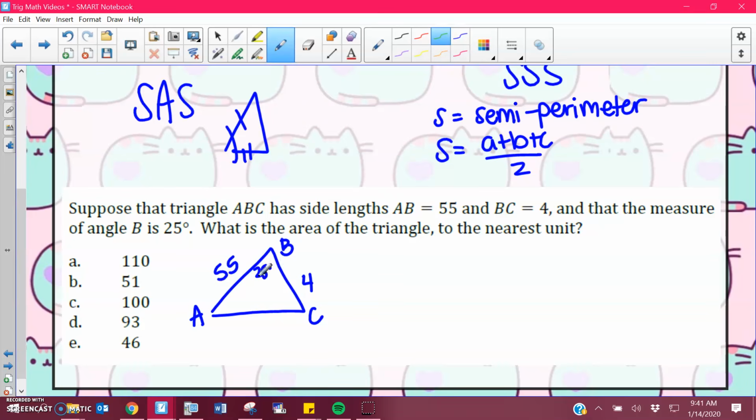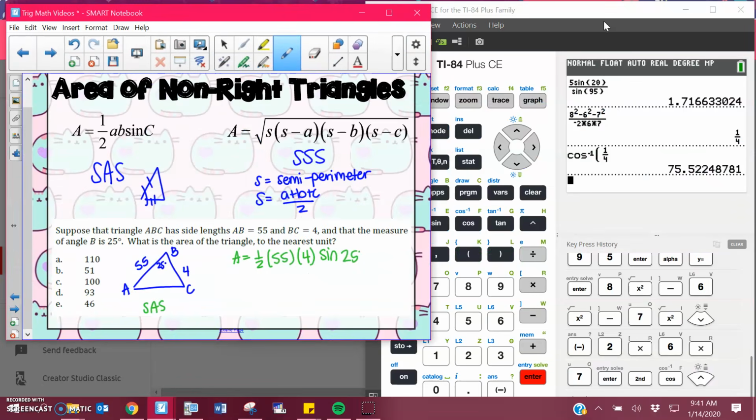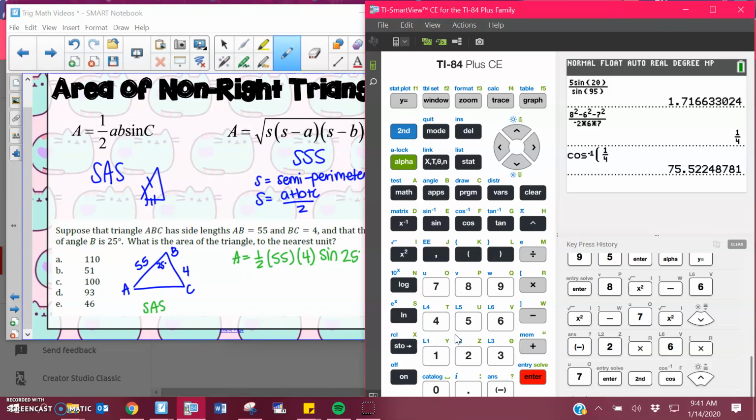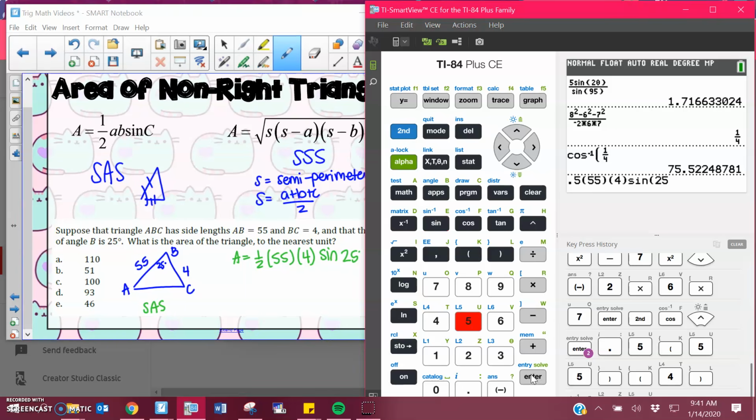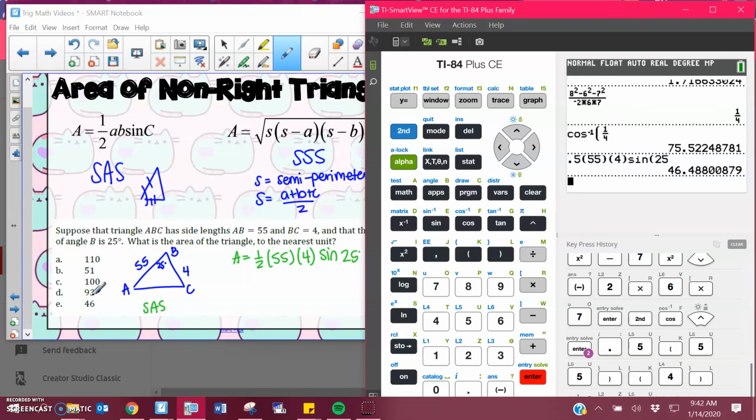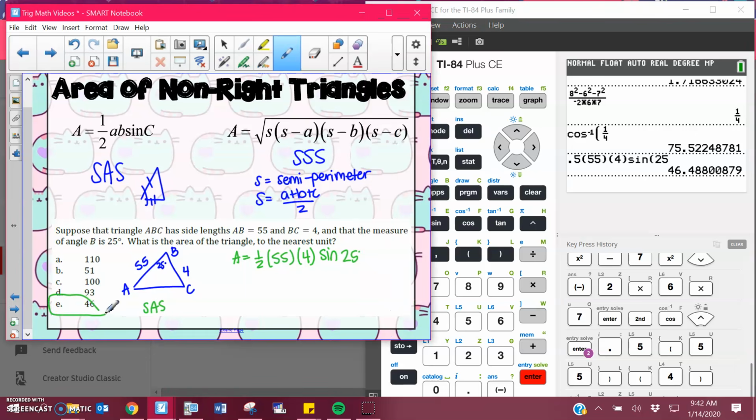So this right here is a side-angle-side triangle, so I can use that first formula. I'm just going to find the area: 1/2 times 55 times 4 times, be careful here, it's not the cosine, it's the sine of 25 degrees, and I can just type all of that into the calculator. In fact, I would recommend maybe not even writing it on your paper, and instead just typing it into your calculator to start with. I am going to use a 0.5 just for time's sake. Okay, 55 times 4 times the sine of 25, again making sure I'm in degrees. And so I get that that is the area, 46, answer E.